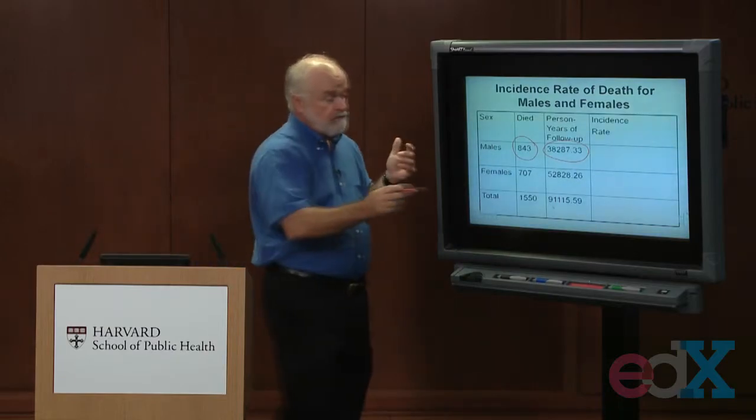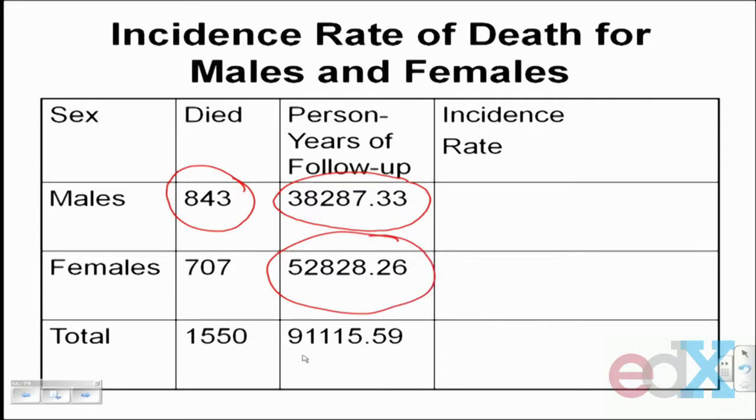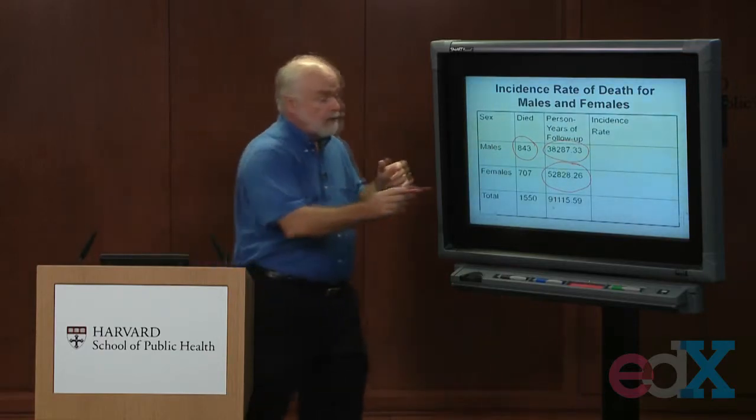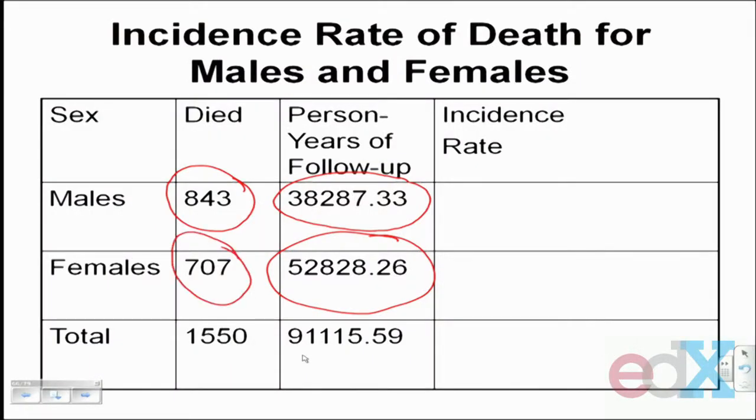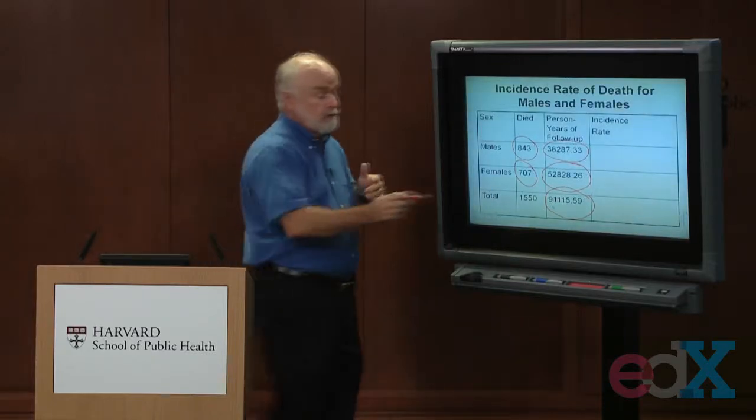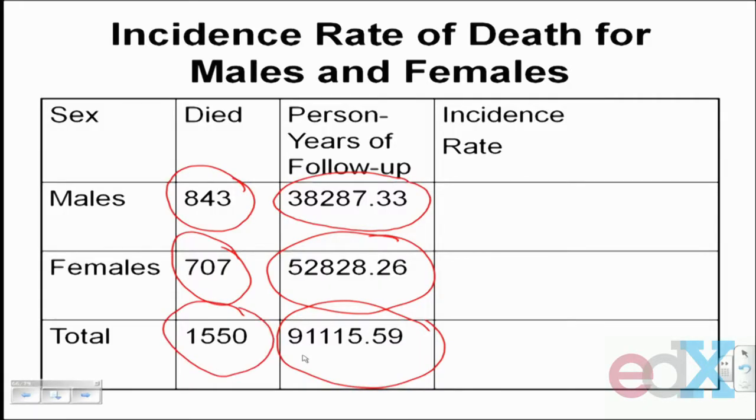Among women, we observed 52,828.26 years of follow-up. And out of those years of follow-up, 707 women died. And in total, men and women together, we had 91,151.59 years of follow-up, and we observed a total of 1,550 deaths happening during those years of follow-up.